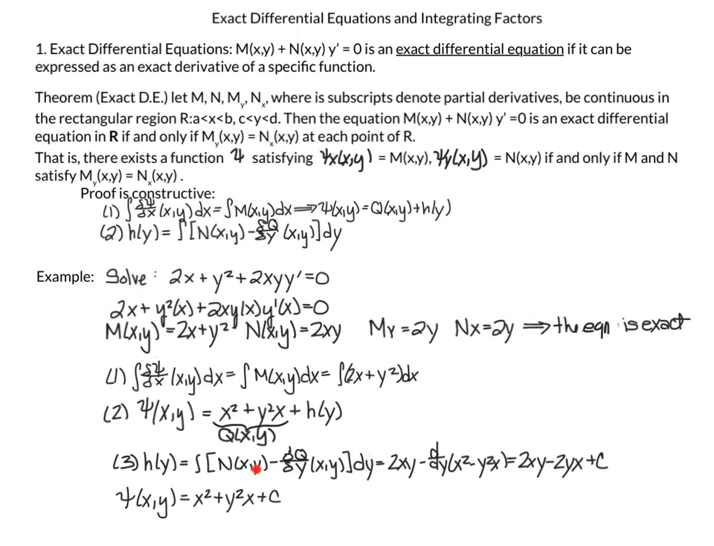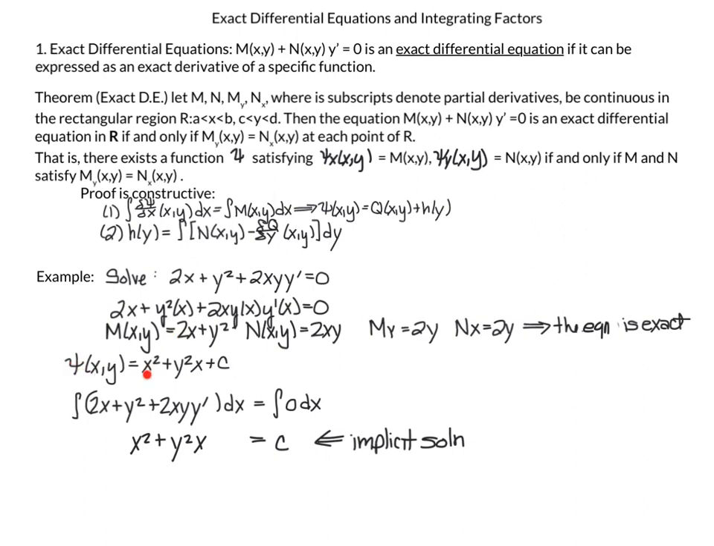So my N of x,y is written here as 2xy, and then the derivative with respect to y of q of x,y, and q of x,y is x squared plus y squared x. So here's my q of x,y. So I have my 2xy minus the derivative of this with respect to y. Well, this x squared goes to 0, and this term goes to 2xy. So I have my minus 2xy. And you see these two cancel out, and all I am left with is a constant c, which means then my psi is equal to x squared plus y squared x plus my constant c.